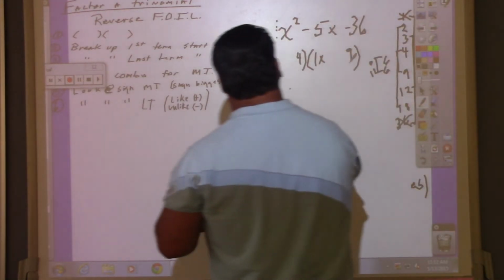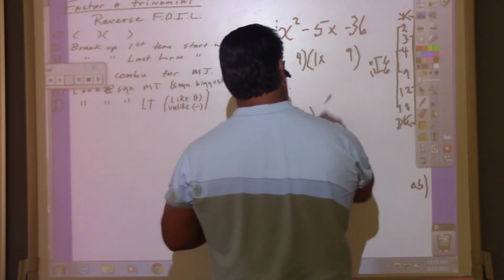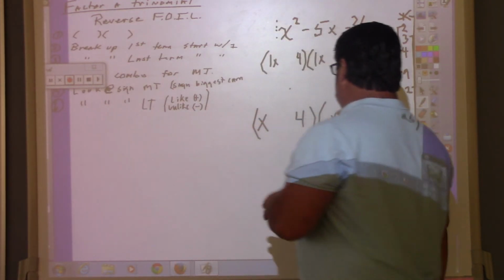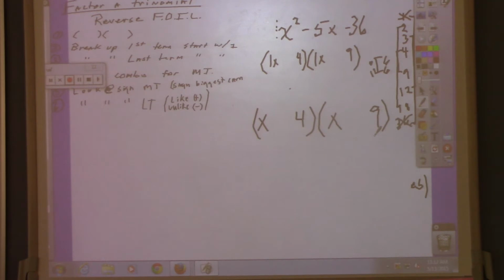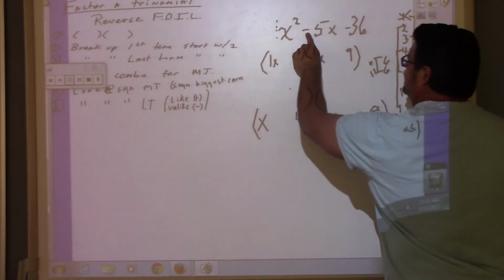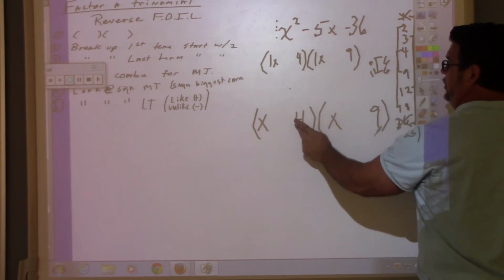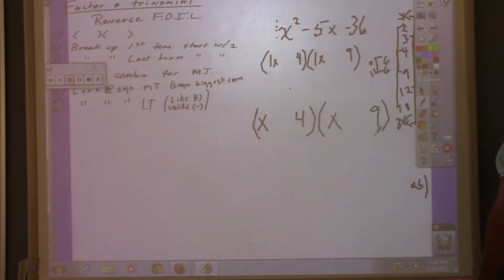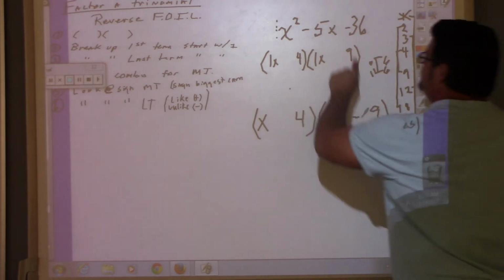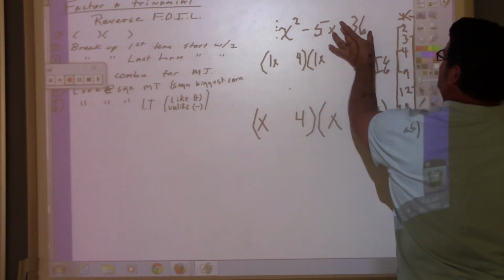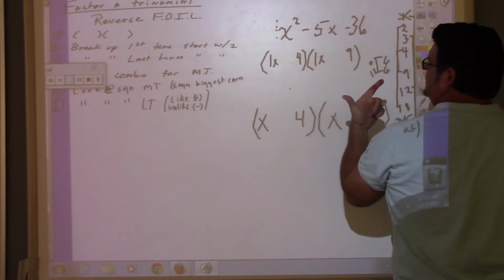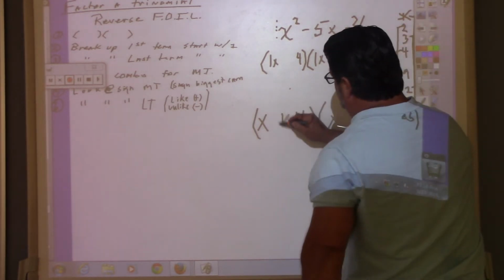Anyway, so now we've got x and 4 and x and 9. Now, technically, you've got the problem correct. There's no way to screw this up except for what? The signs. But all you got to remember is O-I-L: outer, inner, combine, and the last. So look at the sign of the middle term. So that means the biggest number has to carry the negative. So which one's that? 9. What does this mean? To get a negative 36, I got to have like signs or unlike signs? Unlike. So if this is a negative, that's got to be positive. That's all there is to it.